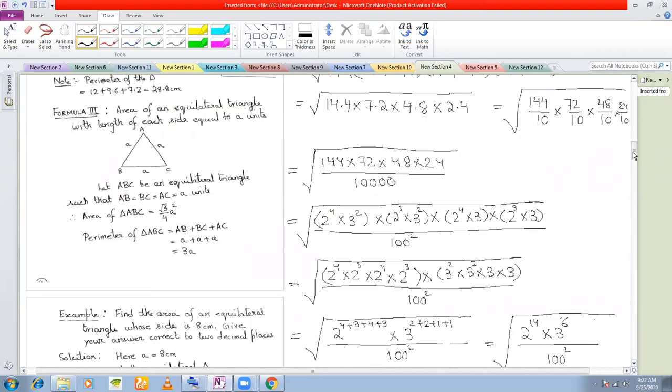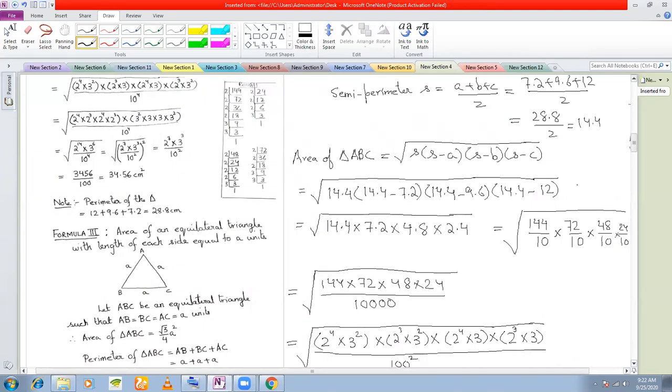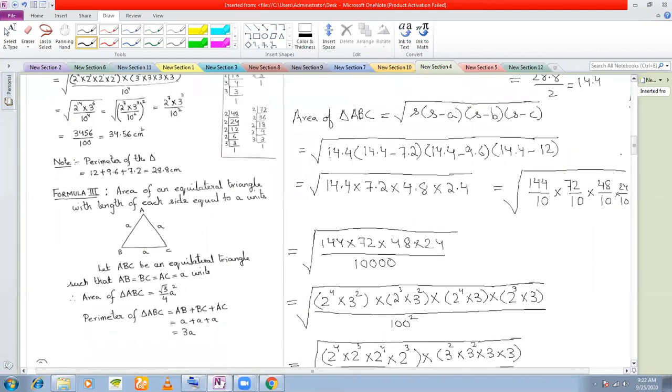Okay. So this working, how to work this out is very important. Whenever you are getting a square root here, do not panic. What you do here is you change all the decimals to fractions, and then you prime factorize the numerator and the denominator, and you work it out. Okay.